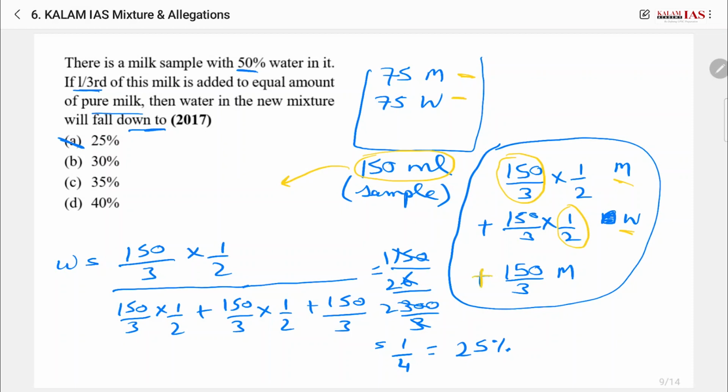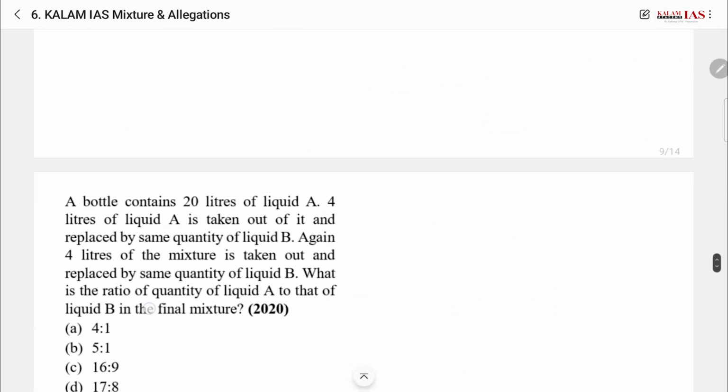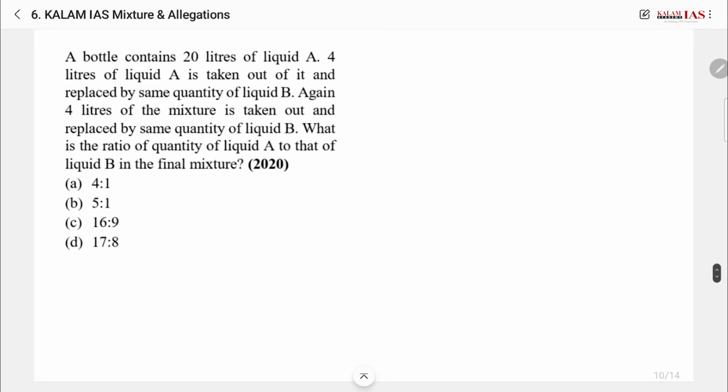Now they are asking water in the new mixture. What is the quantity of water in this new mixture? So water we know is this quantity, 150 by 3 into 1 by 2, and the total will be this plus this plus this. So we are simply adding all these three values and it comes out to be 1 by 4. So it will be 25%. Moving on to the next question. You have another 1 minute and then we will solve it.